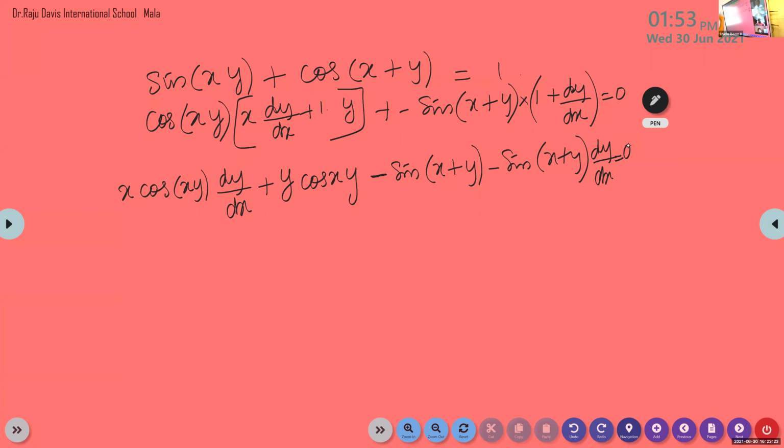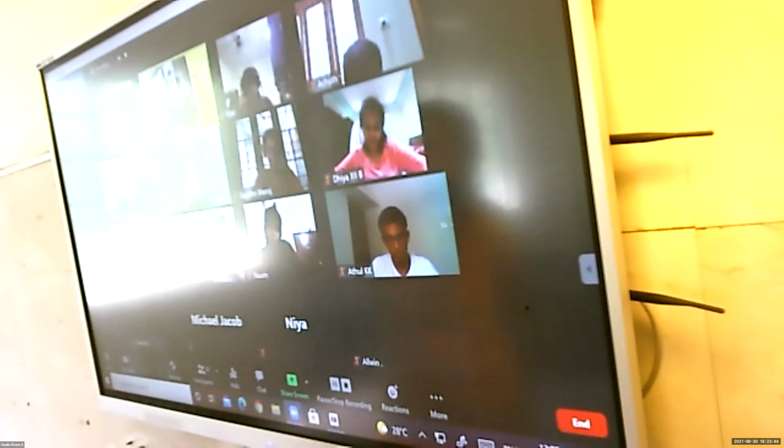What we did in the previous step, check it. Previous problem, what we did. Diya, what is the next step, Diya? Take the same divide by dx to one side.